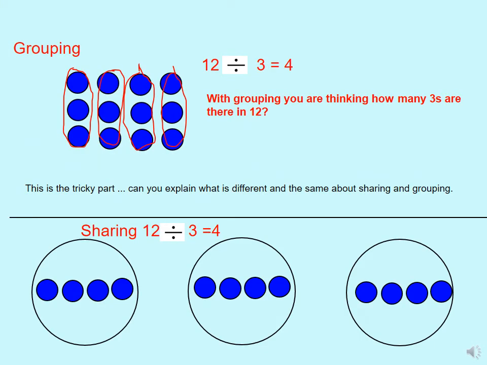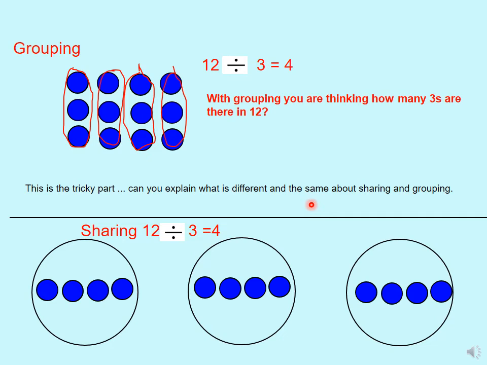Okay, so here is the difference between grouping and sharing. With grouping, you are thinking how many 3's are there in 12. So here we go, we've got 12 divided by 3. So we want groups made up of 3. And we have 4 groups of 3 in it. Now we move to sharing, and we are dividing by 3 still. So these are still the same calculations, but with sharing, we are splitting it into 3 parts, and there is 4 in each.